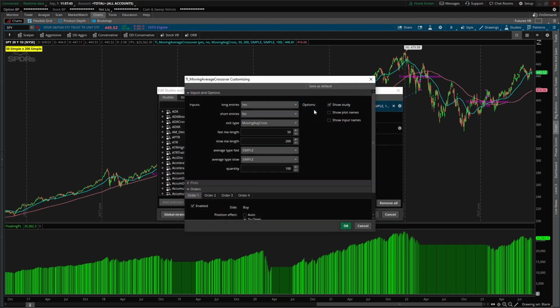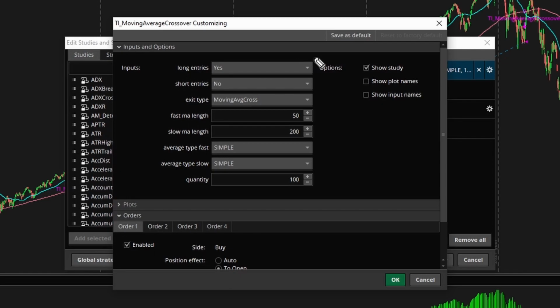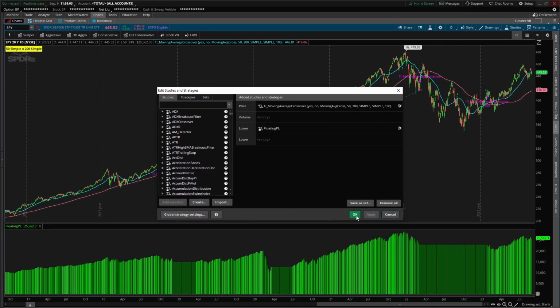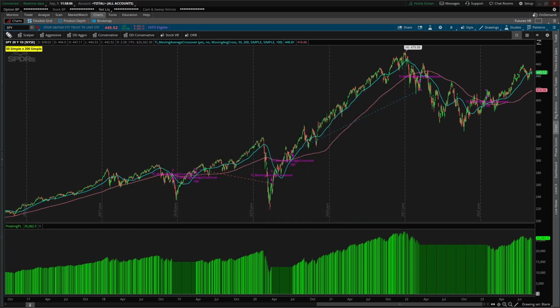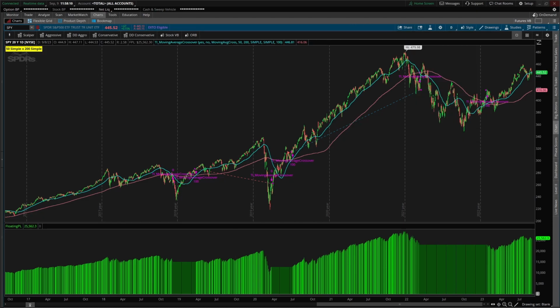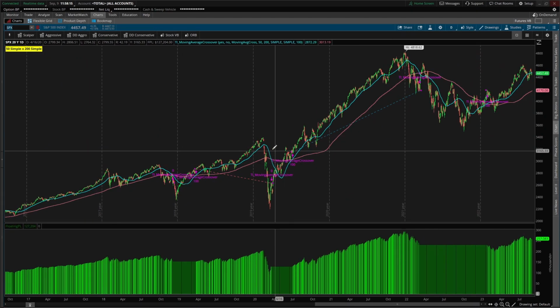These are the settings that I'm using for the backtester. I've set the long entries to true since we're going to be testing longs first. I have our fast moving average length set to 50 and our slow moving average length set to 200. Both moving average types are set to the simple moving average. Now if we click OK, apply, I have a chart of SPY loaded going back 20 years. If you want to test a different market, simply change the symbol and the backtester will adjust and work for whatever market you're looking at.